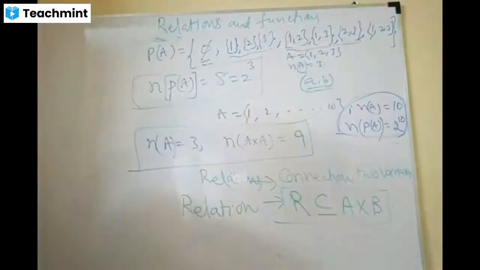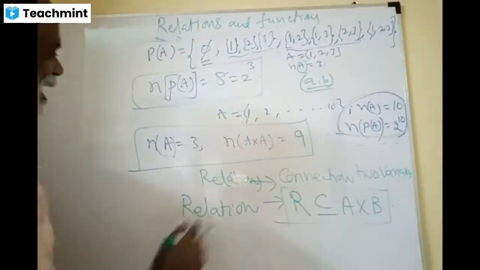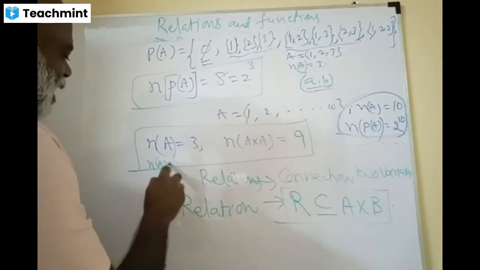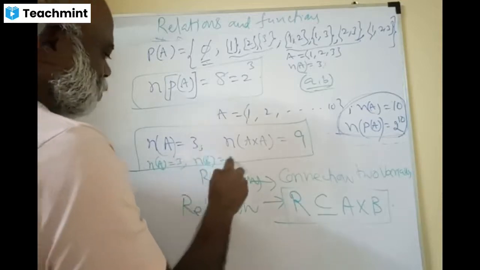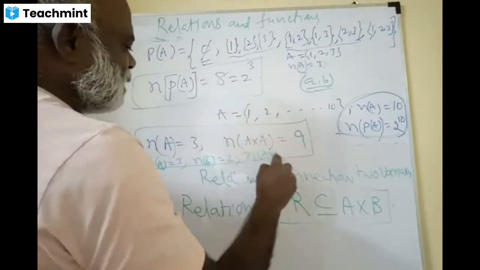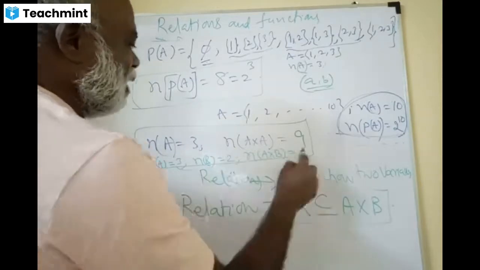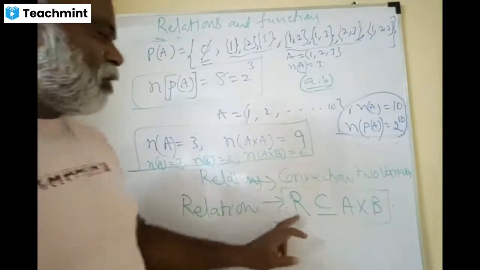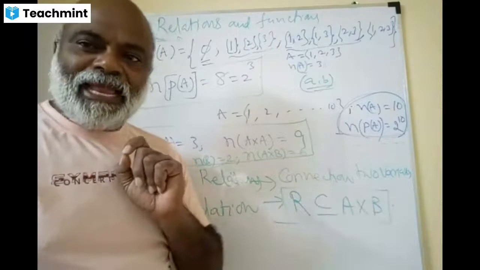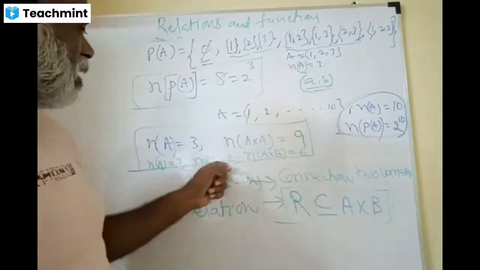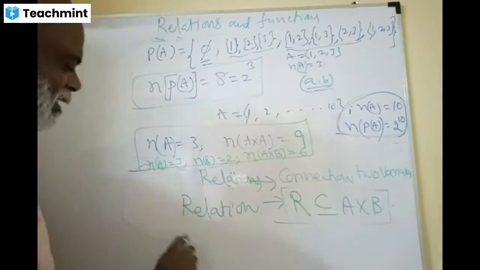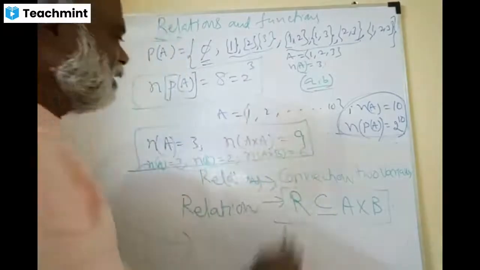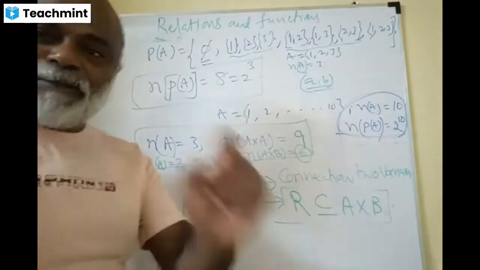Now coming to this, my dear. n of A equal to 3, n of B equal to 2. What is n of A cross B, please, anybody? 3 2s are 6. Yes or no? Now friends, I have taken two non-empty sets A and B. A has got 3 elements and B has got 2 elements. Take this example, dears. A cross B has 6 elements.